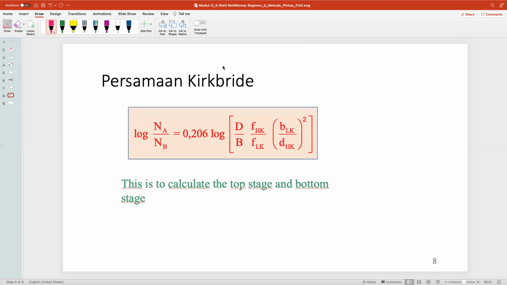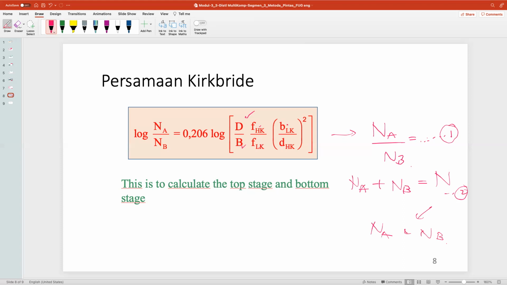The next one is the Kirkbride equation to calculate the top stage and the bottom stage, using a log equation. We know the composition of D and the composition of B. We know the feed also, the light key and heavy key, and we put them into this correlation. Then we can get NA divided by NB. This is equation number one. Equation number two is NA plus NB equal to N, where we also got N from the previous Underwood and Gilliland method. So once we know N, then we know NA and NB.